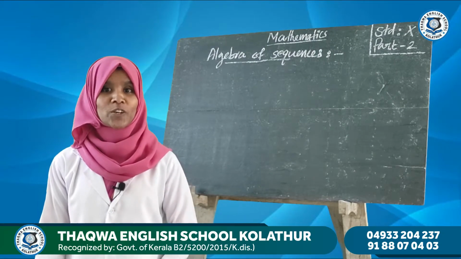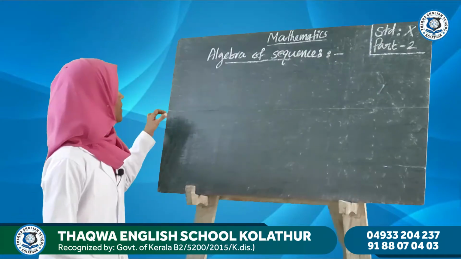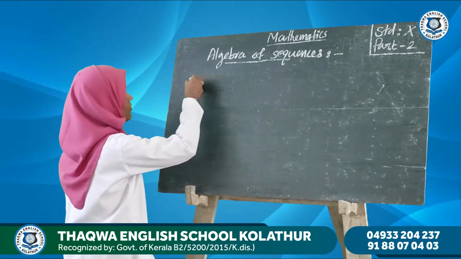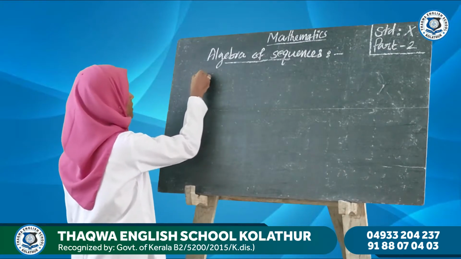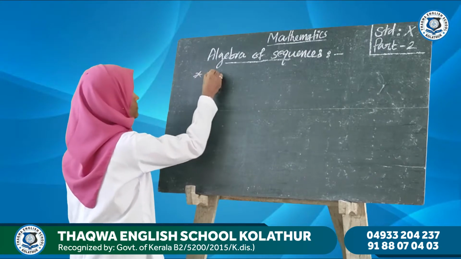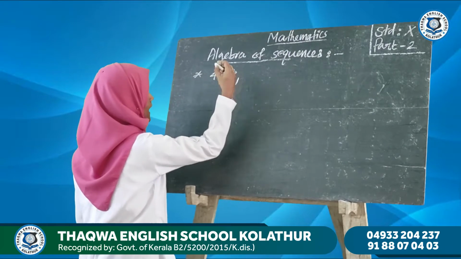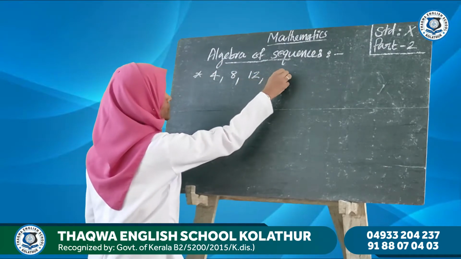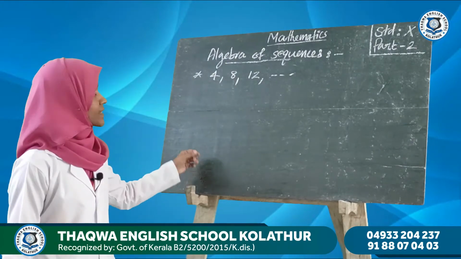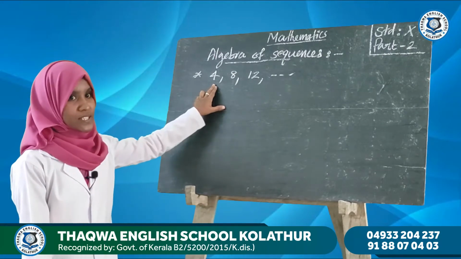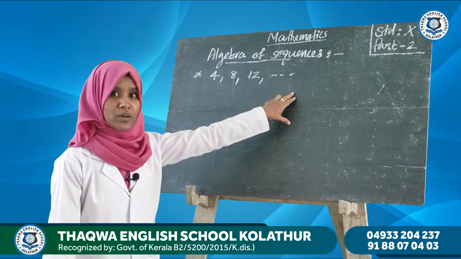Dear students, today we are going to discuss algebra of sequences. Okay, all of you listen to the board. Take one example: 4, 8, 12, etc. In the last class we have discussed number sequences. So 4, 8, 12, etc. is a number sequence. Okay.